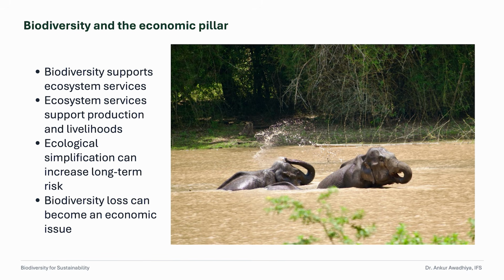Biodiversity is also central to the economic pillar. It supports ecosystem services, and those services support productive capacity and livelihoods. Agriculture, fisheries, forestry, tourism, and even urban life depend on functioning ecosystems. Ecological simplification may sometimes raise output briefly, but it can also increase long term risk by making systems more fragile. Biodiversity loss therefore becomes an economic issue, not only an environmental one.